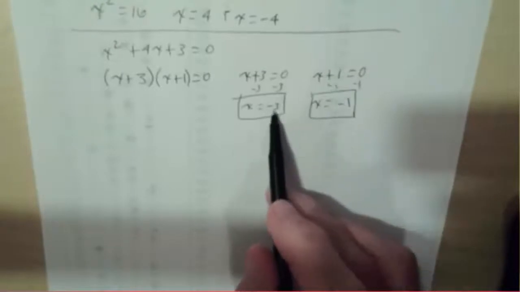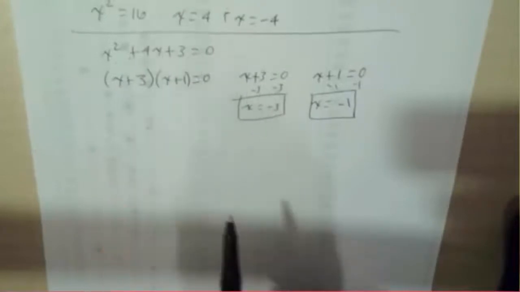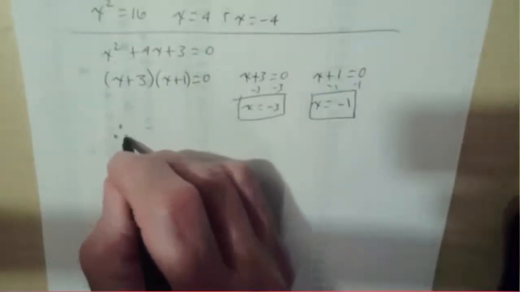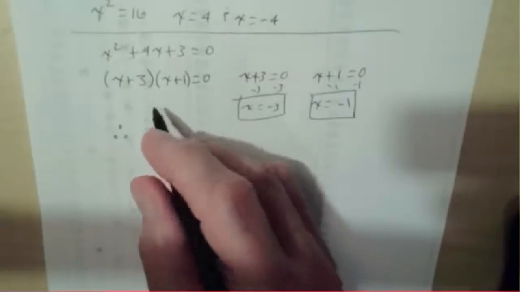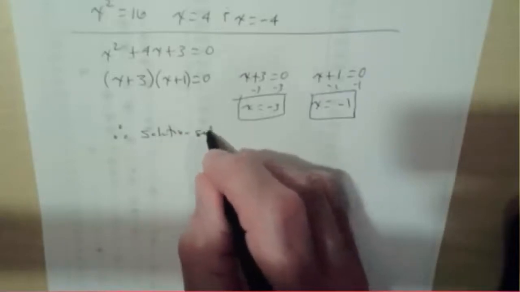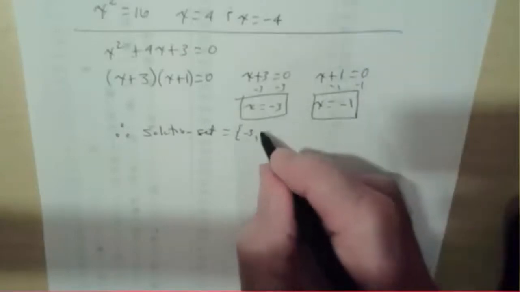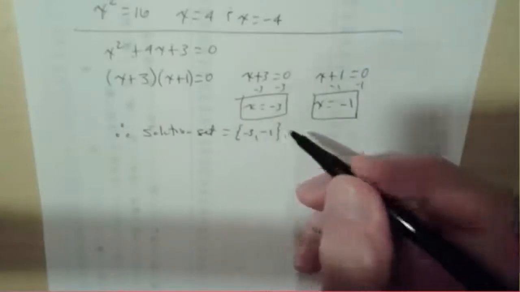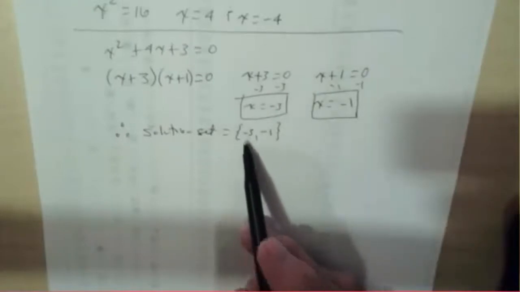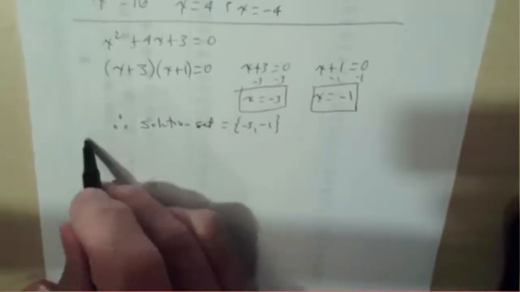Okay, so either one of those you can plug back into the original equation, and it will come out to equal 0. Therefore, remember the 3 little dots in a triangle mean therefore, the solution set equals {negative 3, negative 1}. Do this in ascending order, the smallest number first. Okay, now what if we have this? a squared equals 9.